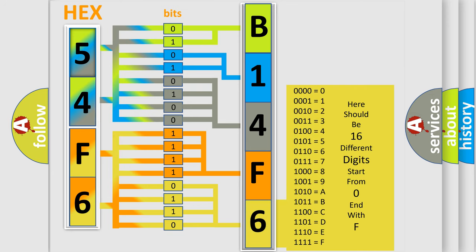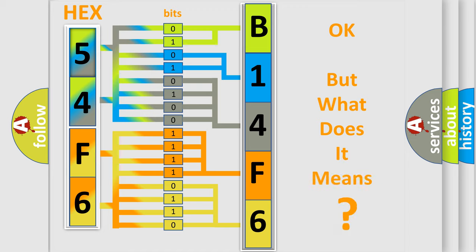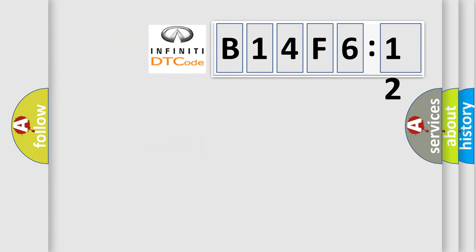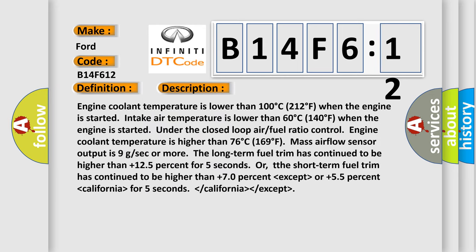We now know in what way the diagnostic tool translates the received information into a more comprehensible format. The number itself does not make sense to us if we cannot assign information to what it actually expresses. So, what does the diagnostic trouble code B14F6-12 interpret specifically for Infiniti car manufacturers? The basic definition is system too lean. And now this is a short description of this DTC code.